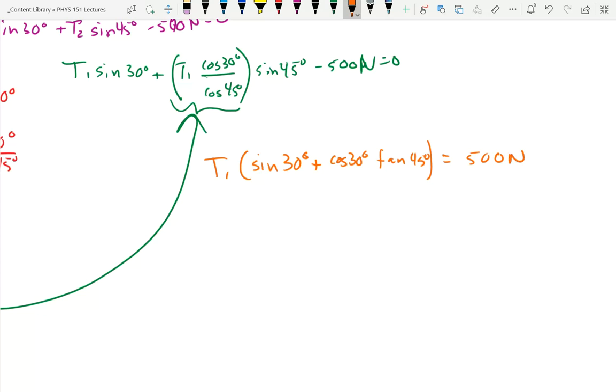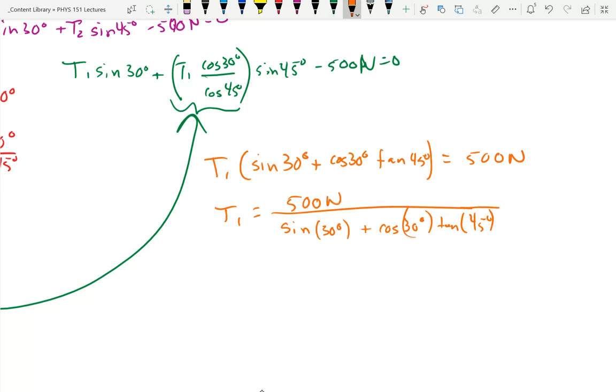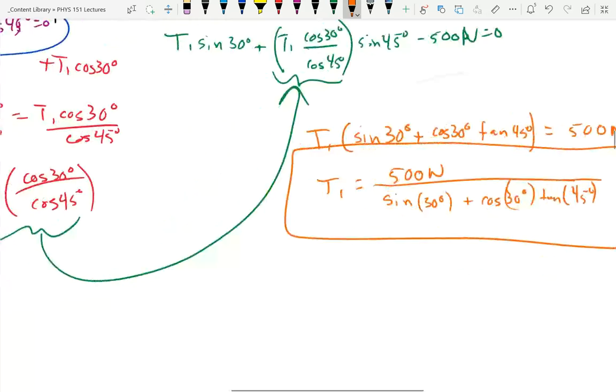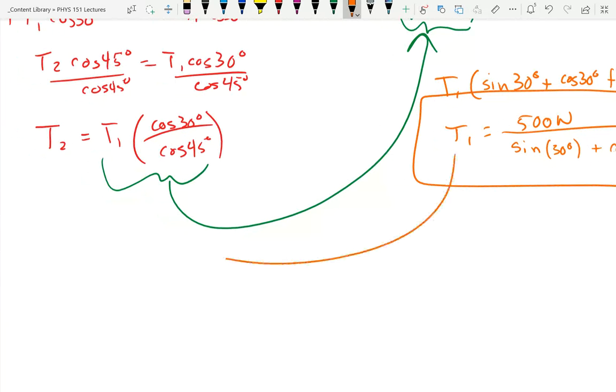Remember, I added 500 newtons to both sides. And so finally, I get that for T1. And once I pop that in the calculator, I put that in here to get T2. Both were very doable. But if you can use the trig method, it's going to be quicker, right? That is the law of sines.